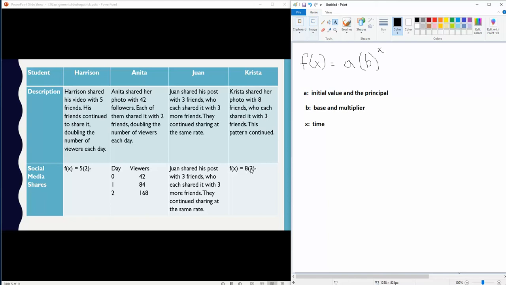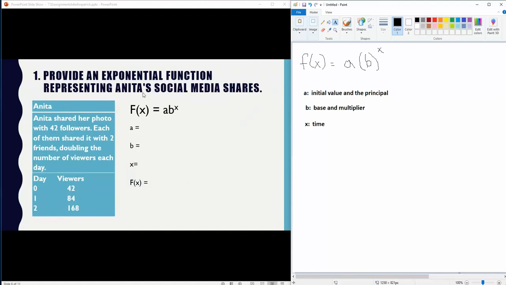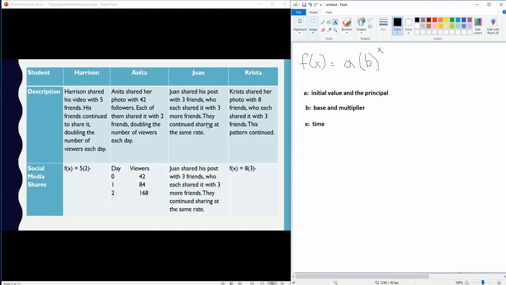So you can see 8 times 3 to the x power. Again, that x should be raised up. It's not really typed right here. But those would be the exponential functions for Krista and Harrison. So one of the first things you're going to need to do on 702 is create the exponential functions for the ones we weren't given.